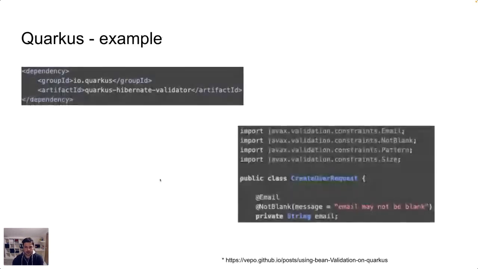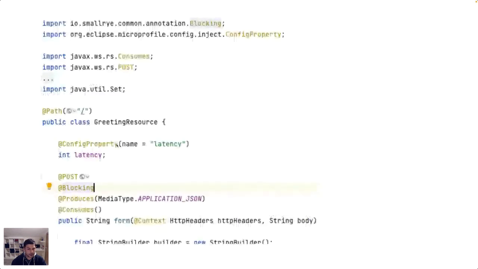A Quarkus application is basically your typical Maven application. You define a dependency to Quarkus artifacts. Here we have the Quarkus Hibernate Validator. When you define this, you just use your standard stuff like javax validation, and I will also show other things. The one I used in my demo is a very simple JAX-RS application. This is a simple greeting resource. It uses all the nice stuff from MicroProfile and JAX-RS, and it's pretty standard. There are some caveats, but you don't have to write anything special for Quarkus.